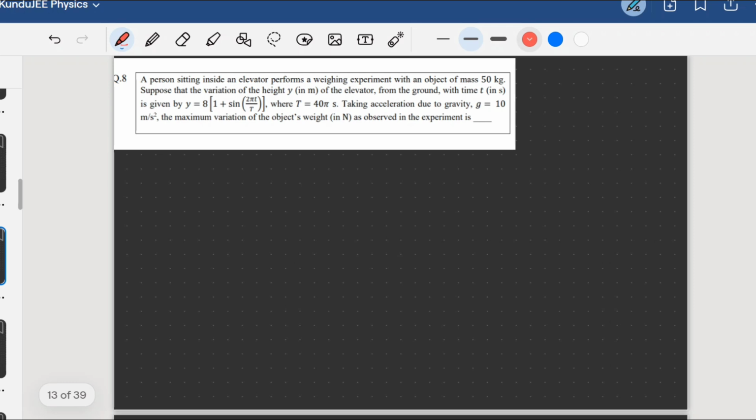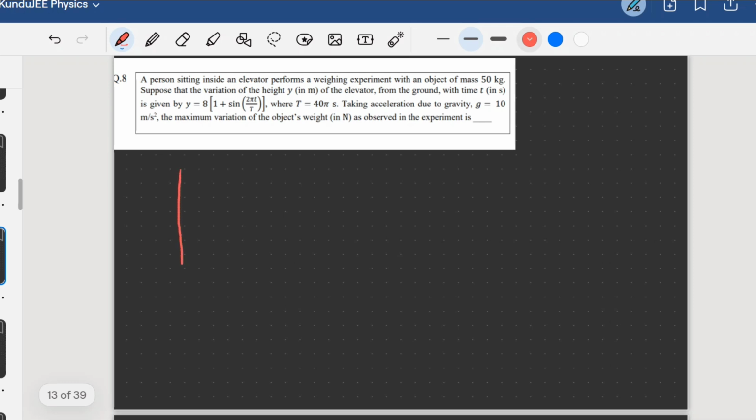Suppose that the variation of the height of the elevator from the ground with time t is given by y equal to 8 into 1 plus sine of 2 pi t by capital T, where capital T is 40 pi second. Taking acceleration due to gravity g equal to 10 meter per second square, the maximum variation of the object's weight in Newton as observed in the experiment is.